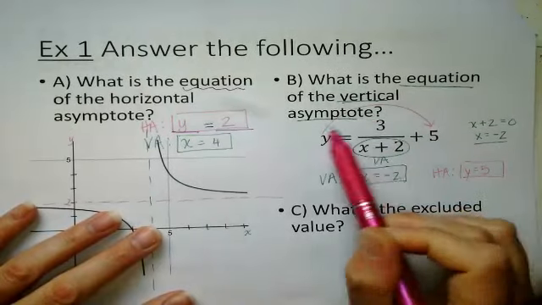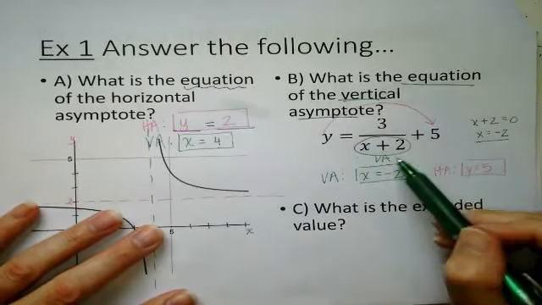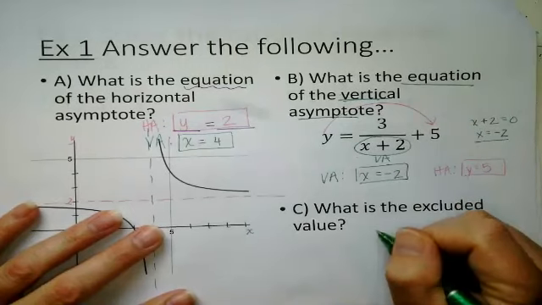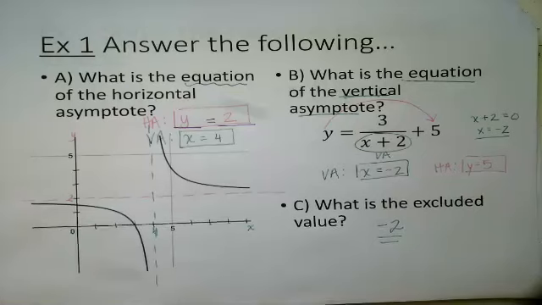Okay. And last, again, what is the excluded value? If you're given this function rule, well, the excluded value always comes from the denominator. So -2 is the excluded value. And that's all you would need to put in the box. At least that's all I had to put in on the questions that I did.